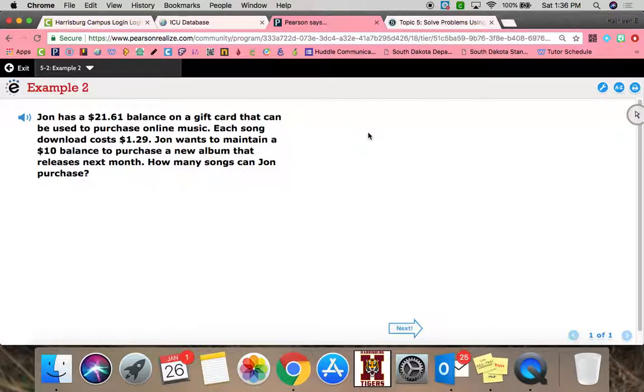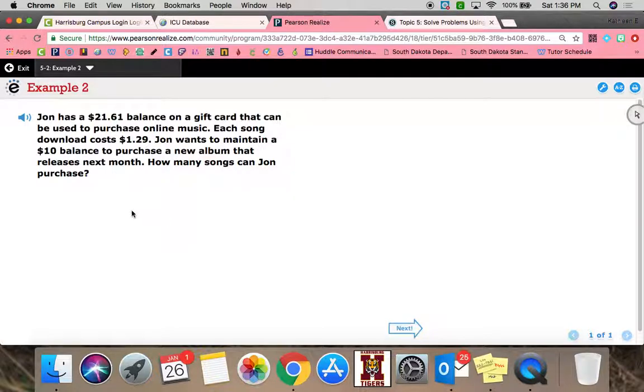That's 4. If we add another 258, that's 774, and we're at 6. Let's add another 258, and we're at 1032. That's 8. Okay, 8 songs. I know if I add 2 more, I'm going to be too much. So we're just going to add 1 more. 1161. Okay, so we can buy 9 songs.